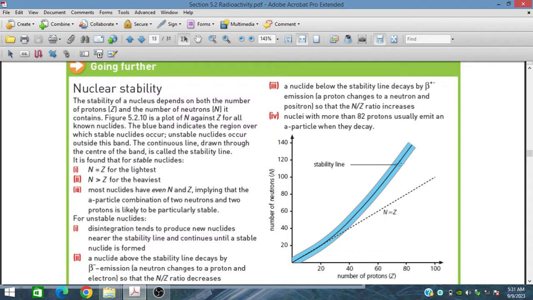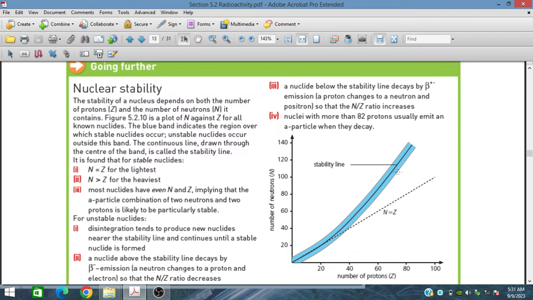It means that the number of neutrons is more than the number of protons. So at this point, figure 5.210 is a plot of N against Z for all nuclides. The blue band indicates the region over which the stable nuclides occur. So this blue band region is where the stable nuclides are placed.